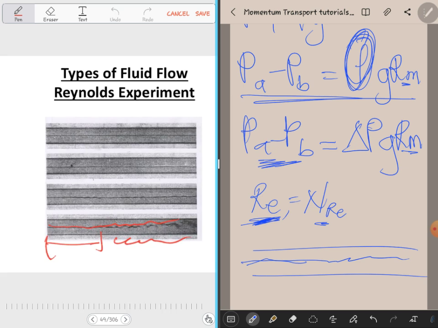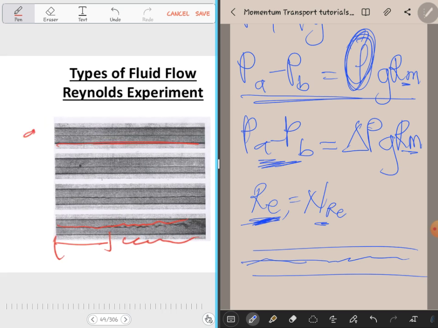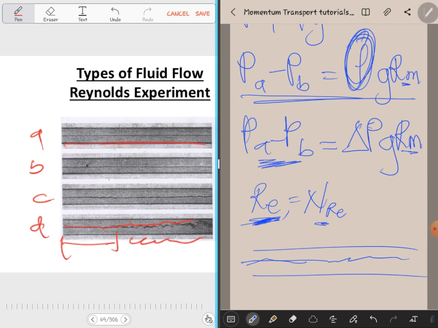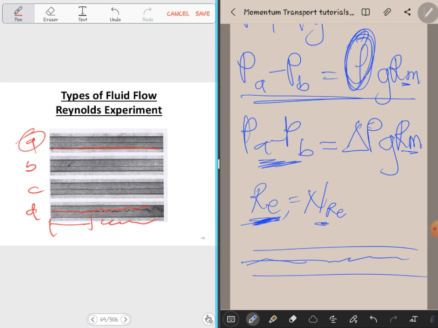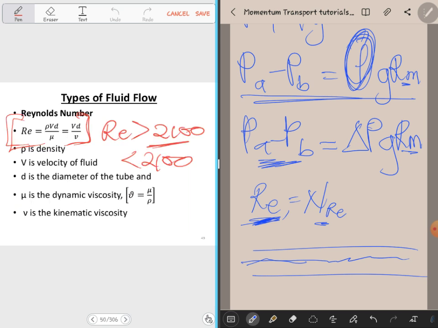So when you look at it in this case, if this is A, B, C, and D, you can see that the flow here is laminar, here is laminar, there's a bit of turbulence, and here is turbulent. Fully turbulent, or we say fully developed turbulent flow, and this we can see as developing turbulent flow. That makes sense. Let's go through this and see what's happening.